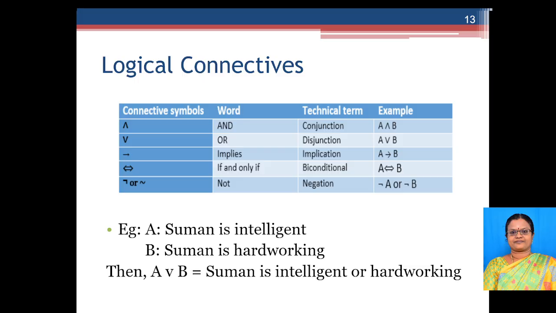So logical connectives are actually logical operators. These are the operators I have. One is the inverted cap, inverted V, implication, and biconditional, and the other one is negation. The corresponding technical terms are also given: conjunction, disjunction, implication, bidirectional, and negation. I have given an example also. Statement A says that Suman is intelligent, and statement B says that Suman is hardworking. And if I say A ∨ B, it means Suman is intelligent or hardworking. That is the way we have to represent it.